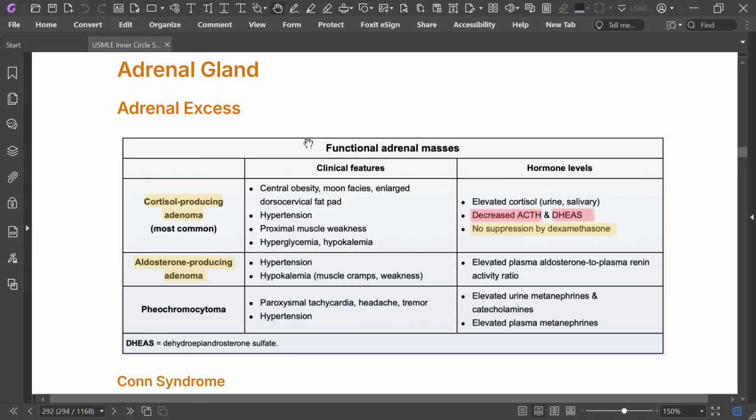Assalamu alaikum. Now I would like to discuss adrenal gland pathology, or disorders of the adrenal gland.